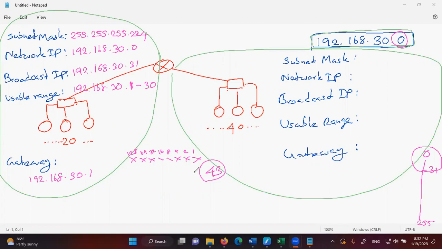So 31, because we start from 0. If we count 32 numbers from 0, we will end up with 31, right? If we count 10 numbers from 0, we will end up with 9, right? 0, 1, 2, 3, 4, 5, 6, 7, 8, 9. Altogether 10 numbers. Like that, here we are going to assign 32 numbers. Starting from 0, 31 is the last number, right? Is it clear?